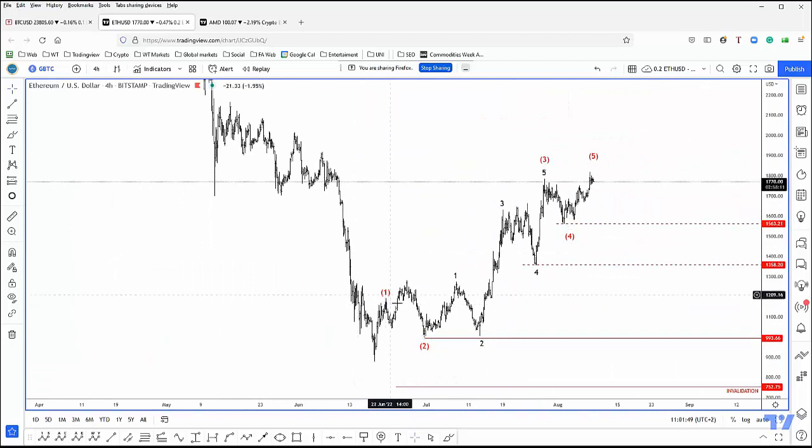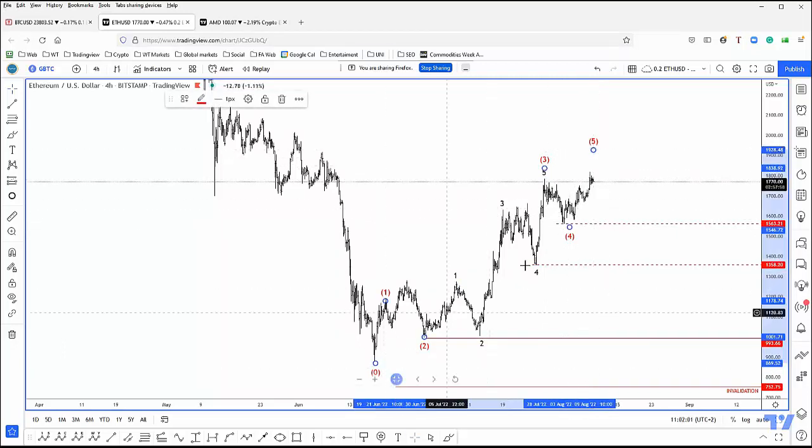So that was wave one, wave two pullback, nice five sub waves within extended wave three, which is a very typical formation within an Elliott wave impulse. Then you have wave four setback, and wave five already moved to a new high. So I think that this is quite a nice structure.